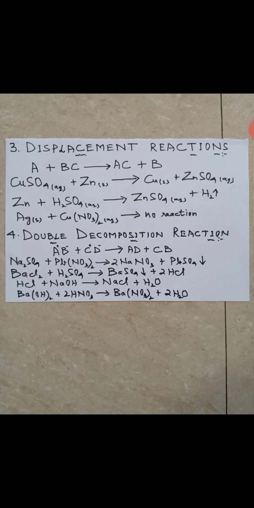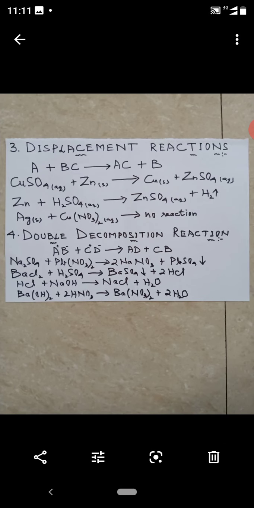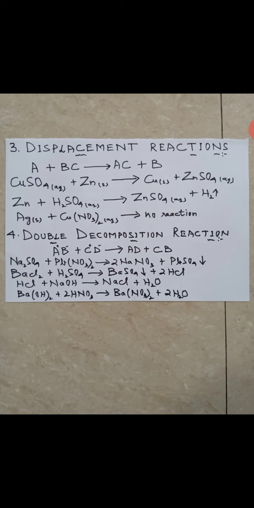So A plus reacts with D, the ions are interchanged, and C plus will react with B, which is minus. So it forms AD and CB, two compounds are formed. Clear? The ions are interchanged. So this is also called double displacement reaction. It is also called double decomposition or double displacement reaction.